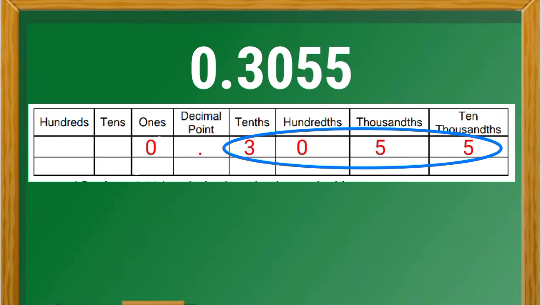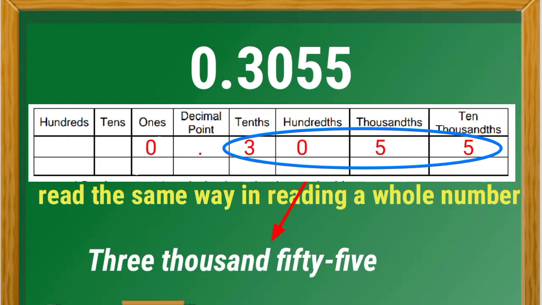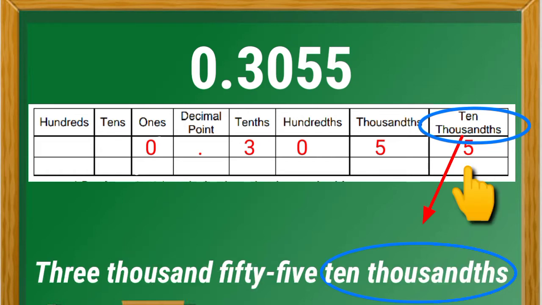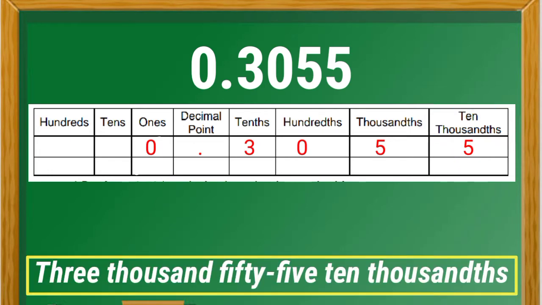Read the decimal numbers the same way as reading whole numbers. You need to affix the place value of the last digit. So this can be read as 3055, the same way as reading whole numbers, but you need to affix the place value of the last digit. What is the last digit here? That is 5. And what is the place value? The place value is 10,000s. So this will become 3,055 10,000s and can be written this way.